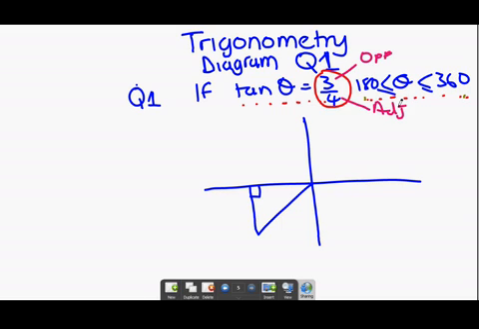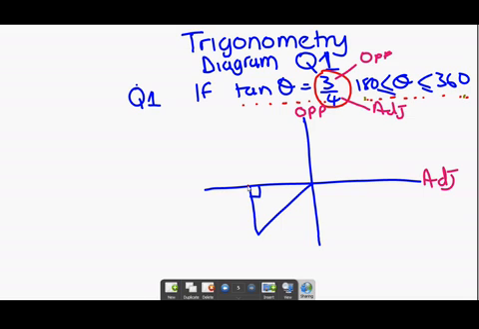Now, our opposite line is always the y-axis. And our adjacent line is always the x-axis, like that. So which means that if my triangle is sitting on that Cartesian plane, the opposite must be represented by 3.